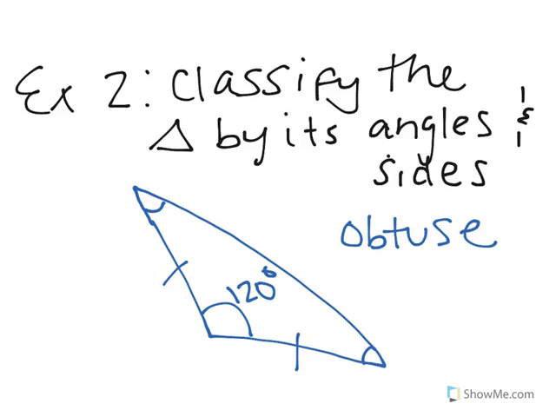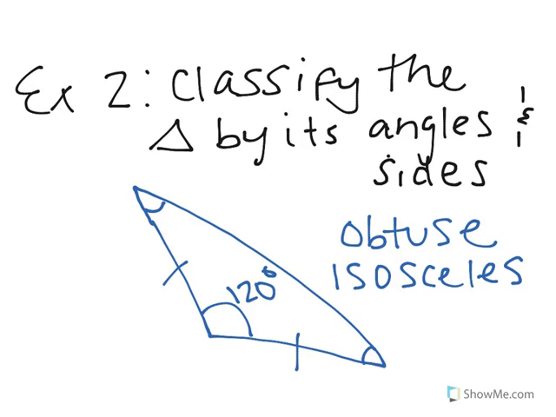And now I'm going to classify it by its sides. Well, I see 2 tick marks. That means that 2 sides are the same length. And if I remember back, if 2 sides are the same length, then that's called an isosceles triangle. So I can classify this triangle as being an obtuse isosceles triangle.